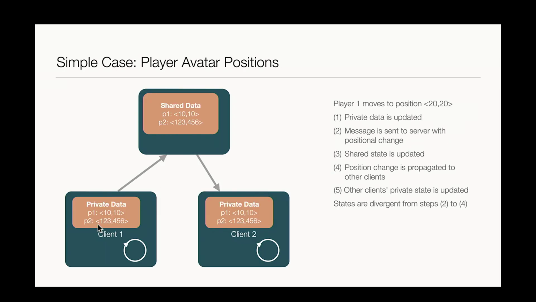So the problem is in the time it takes. Player one makes their move, and then there's the time it takes to send the message to the server and for the server to send the message to all the other clients. That's steps 2 through 4. As far as the other clients are concerned, their copy of player one is incorrect during steps 2 through 4. And so you end up with a state divergence for player two. Player two still thinks that player one's at 10,10, even though player one has already moved. They don't know that player one has moved until they receive the message.